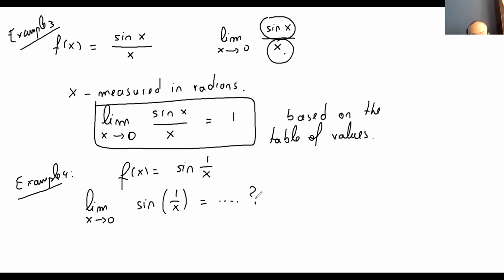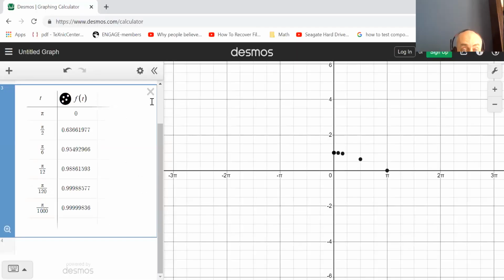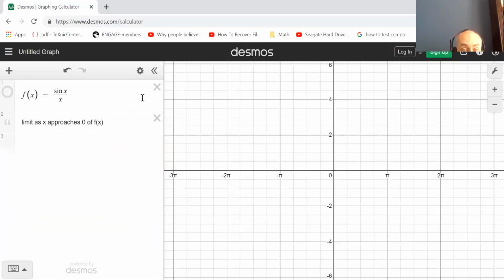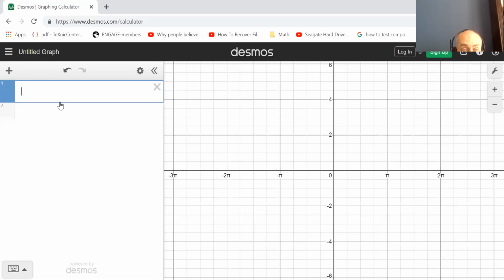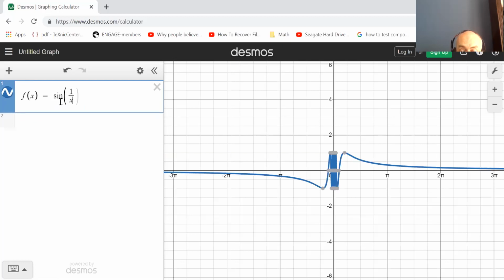Well, let's go back to Desmos, our very helpful calculator, and let's see what we can conclude with this function. So I'm going to turn off that thing, turn off this thing, and turn off this thing, and I'm going to write here f of x equals sine of 1 over x. And whoa, look at that, what happens there.